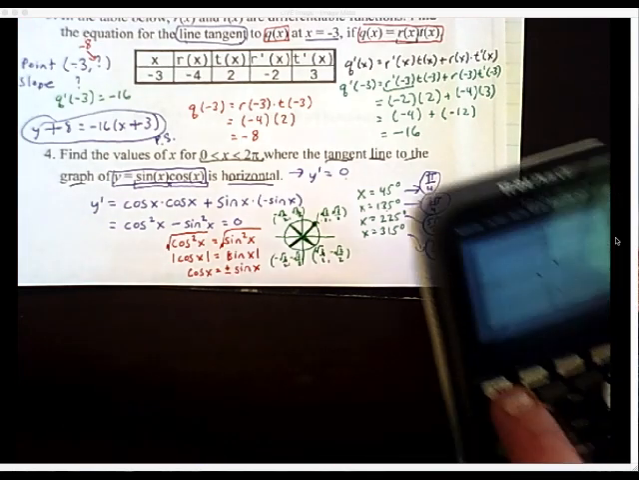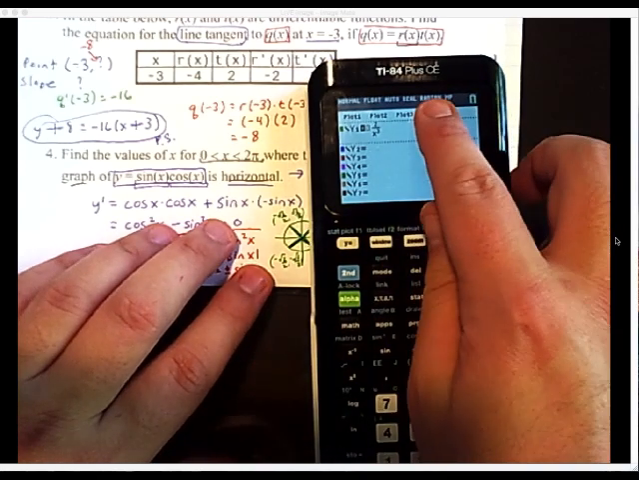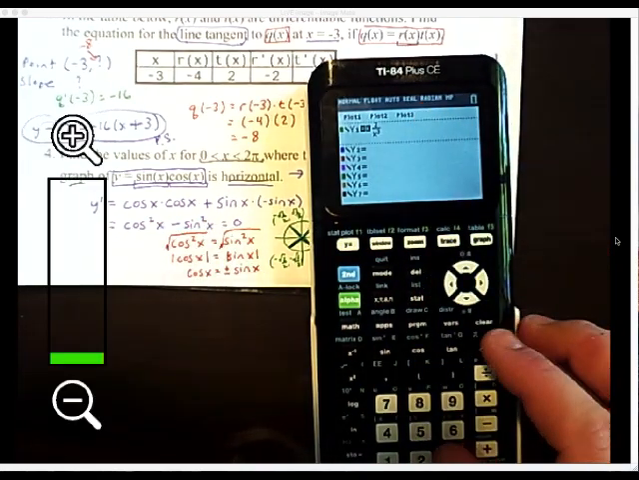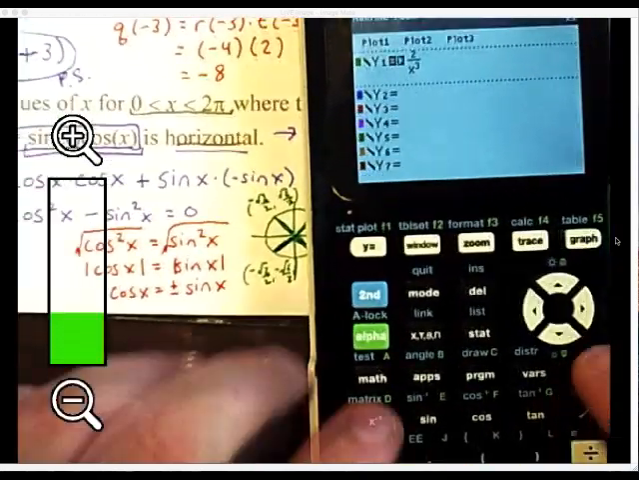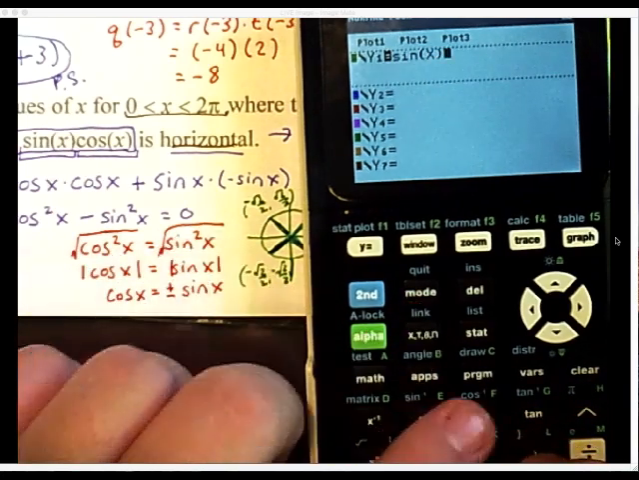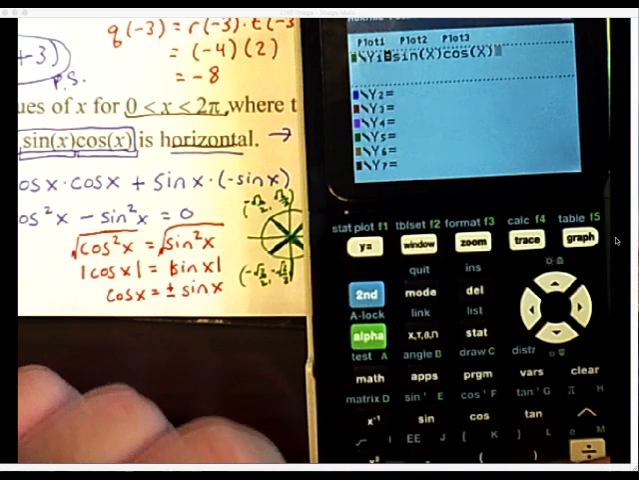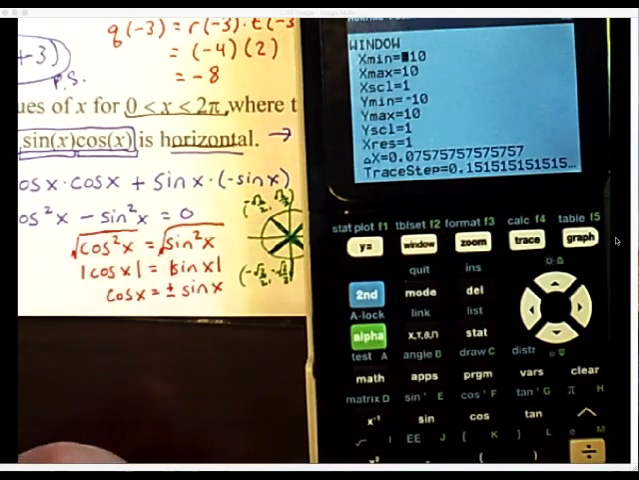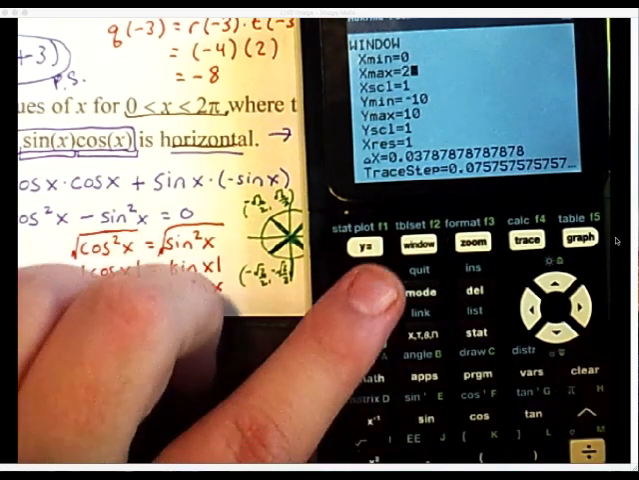Let's make sure. Let's just graph that. So what I'm going to do here, I'm in radian mode, which I need to be in, because that's what we use in calculus. So I'm just going to type in the original function, sine of x times the cosine of x. All right, and I only want to look at this from 0 to 2 pi.